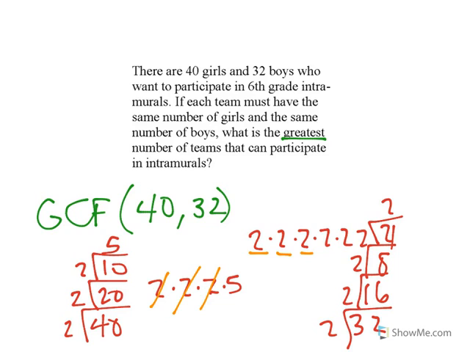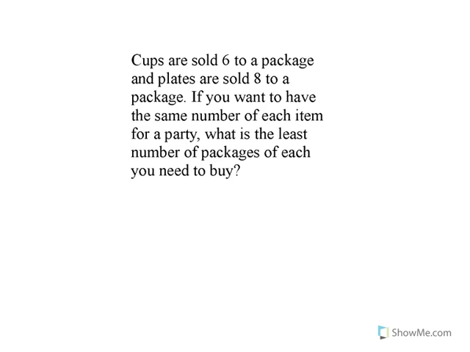So the greatest common factor for 40 and 32 is going to be 2 times 2 times 2, because we use the ones that we crossed off, which is 8. So there will be a total of 8 teams that can participate. Okay, you should be getting a pop-up box now for this question.